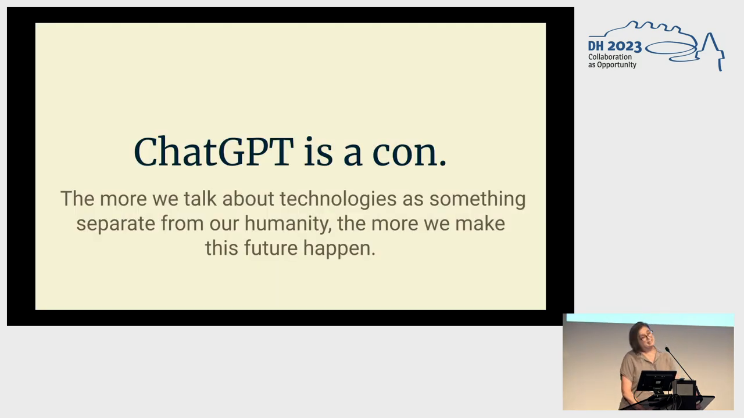So, for example, discussions. ChatGPT is a big con. The more we talk about technologies as something separate from our humanity, from reading, writing, and thinking, the computer as something other, the more we actually functionally make that happen. This is a good example of the kind of thing that the students are asked to think through.